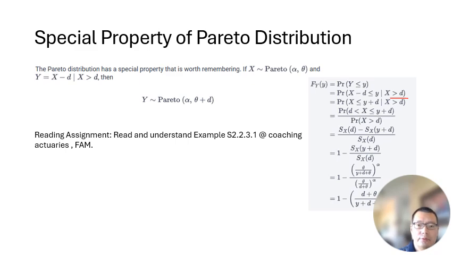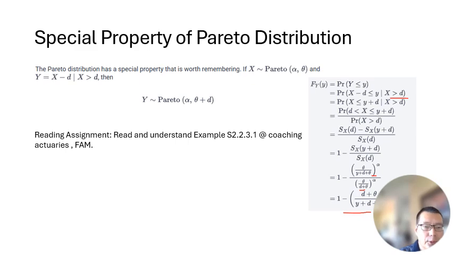Then further, we can organize it into this by dividing both terms by S_X(d). And then we can utilize the Pareto distribution's survival function and replace it for both this and this, and further it can be organized into this. This is really just a Pareto distribution function where theta becomes theta plus d.